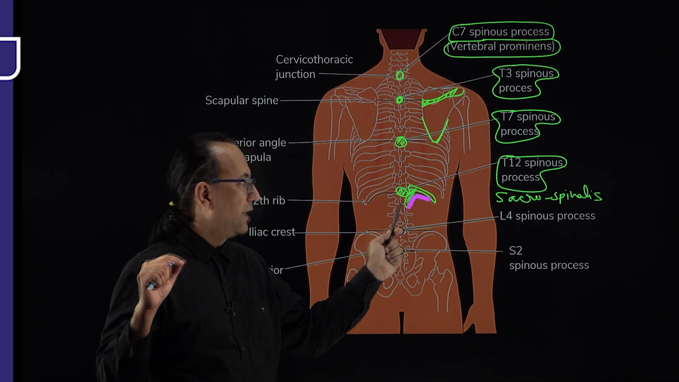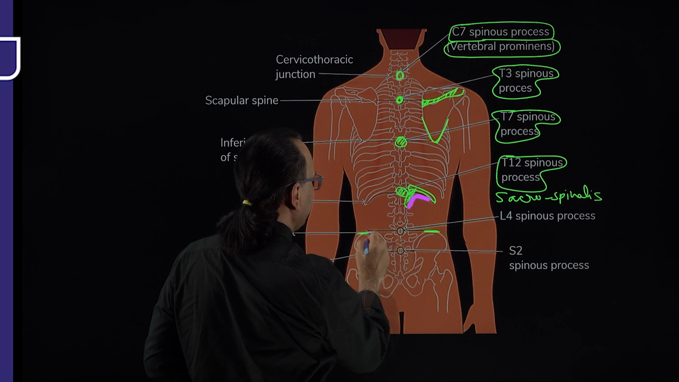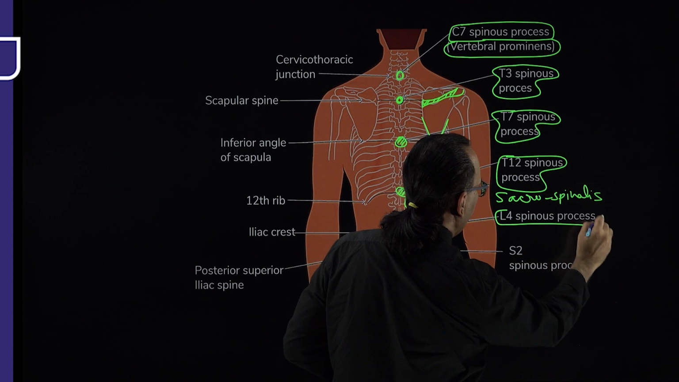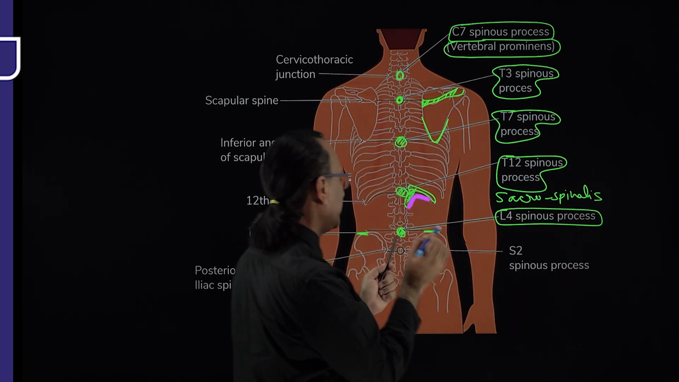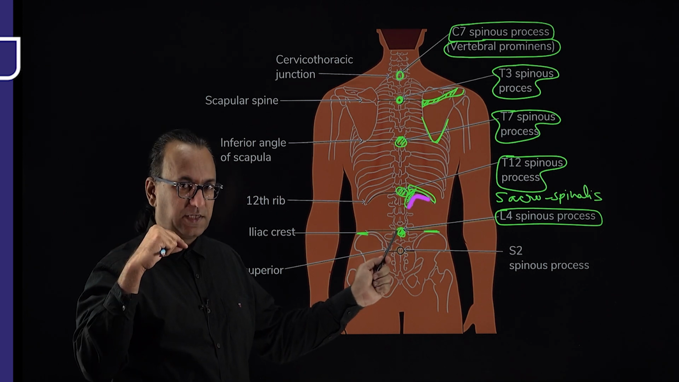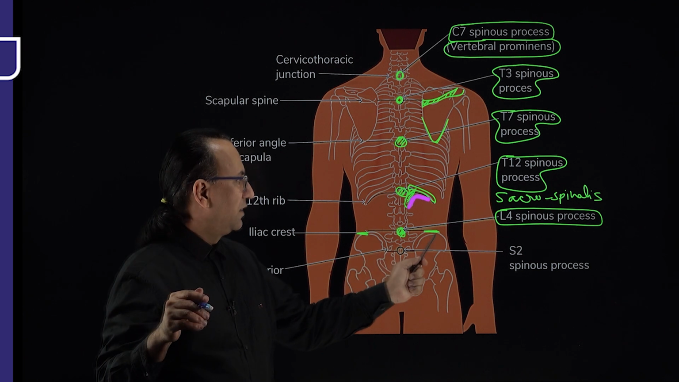Then we have talked about Tuffier's line, the highest point of the iliac crest and the spinous process between L4 and L5 vertebra. We can take the lumbar puncture needle and go here between the L4 L5 vertebra for aspirating CSF or giving lumbar anesthesia. So the highest point of the iliac crest, Tuffier's line.